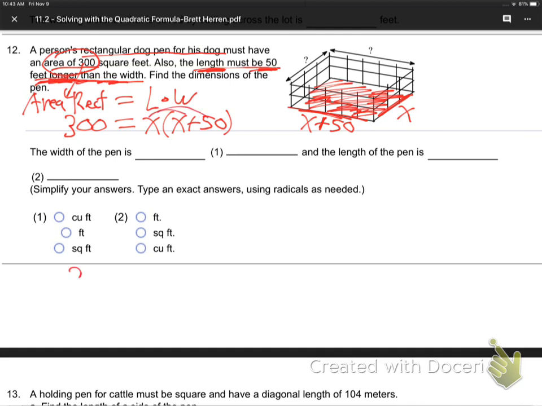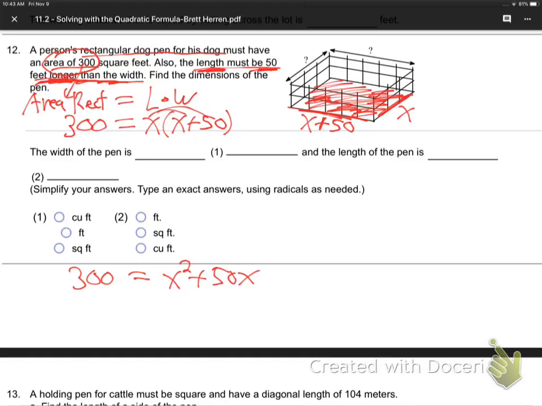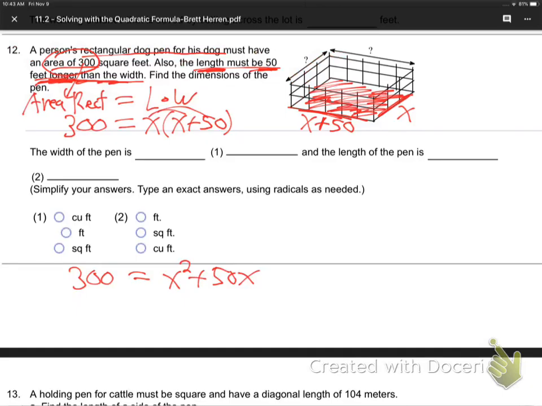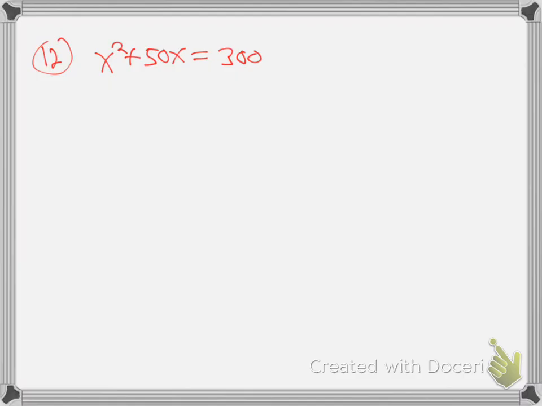Boom, boom. Bring it down here. We get 300 is x squared plus 50x. Let me go to a fresh screen. What number is this? Number 12? So we have, and I'm going to turn it around, x squared plus 50x. I want to put the x on the left here. X squared plus 50x is 300. You can just flip the whole equation. These are equal to each other. So if you say A equals B or B equals A, you're saying the same thing, right? So I just turn the whole equation around, put the x's on the left.